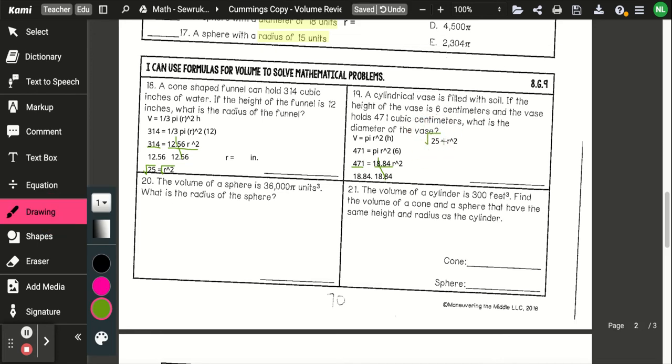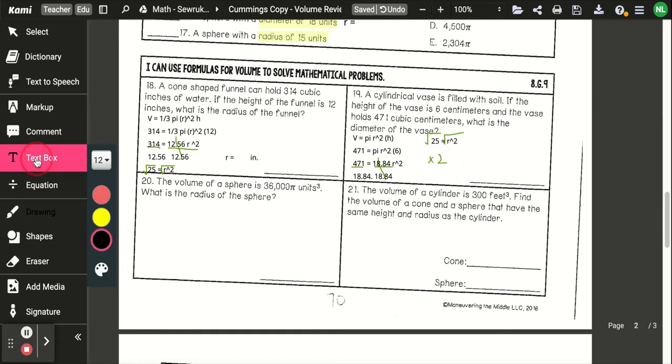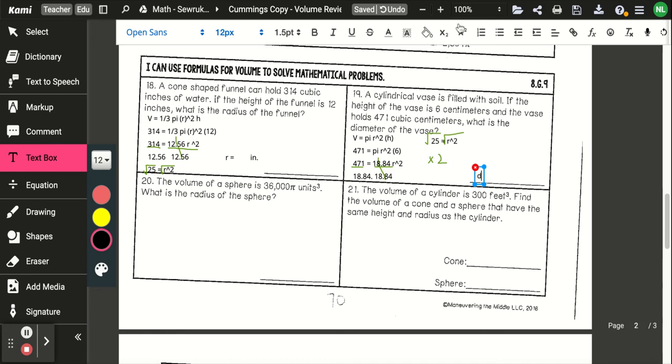I'm going to let you do that. You have to do that for yourself. But then, in order to find the diameter, you have to multiply whatever you get times 2. All right, so do that in your calculator, then multiply it by 2, and that will give you the diameter, whatever your answer is, and it's in centimeters.